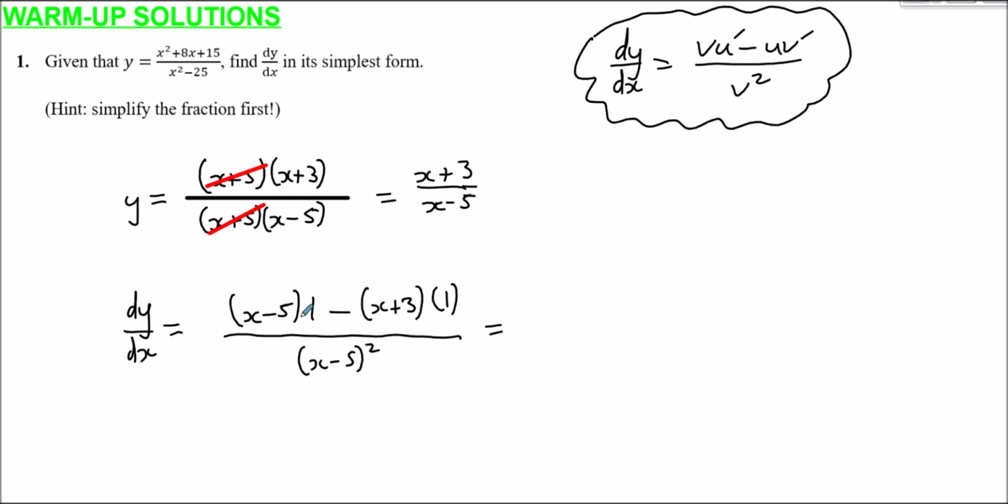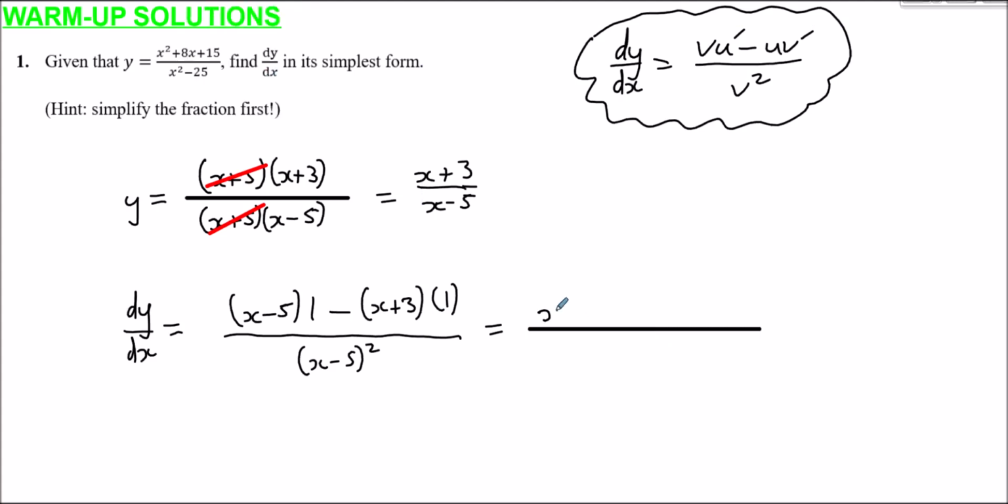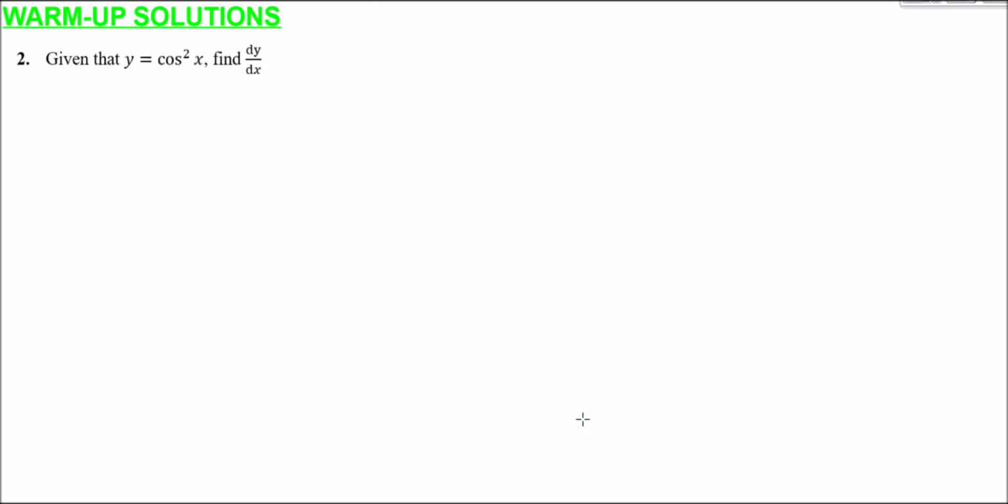So the top, x times 1 is obviously x. Wrong colour line. Doesn't know that it really matters, but you know, I like a black fraction line. So we have x minus 5 minus x minus 3, and that's all over x minus 5 squared. So obviously the x and the minus x will cancel. Minus 5 minus 3 is minus 8. So our solution is minus 8 all over x minus 5 squared. That's the solution to warm-up question 1, minus 8 over x minus 5 squared. The denominator can be left factorised.